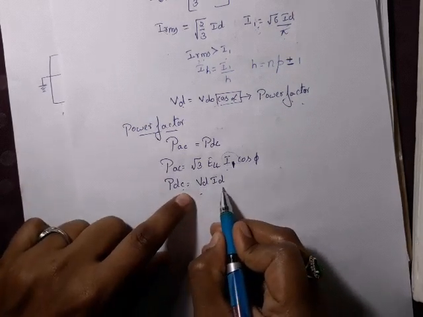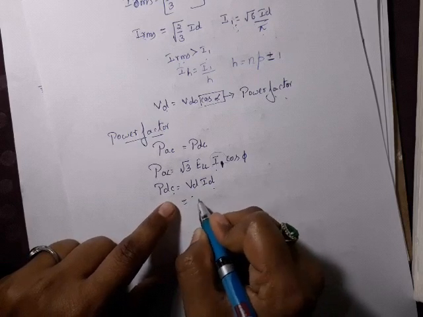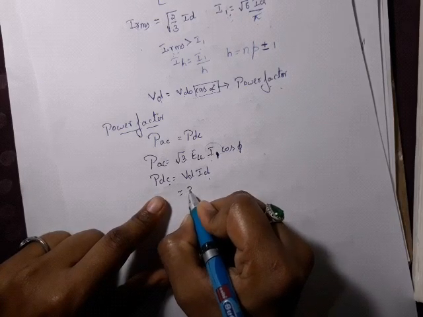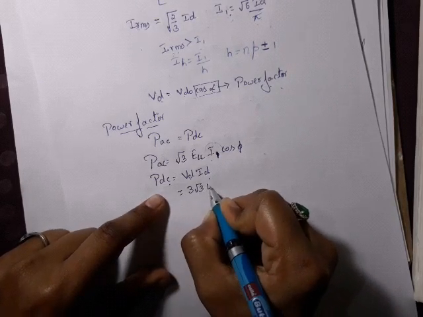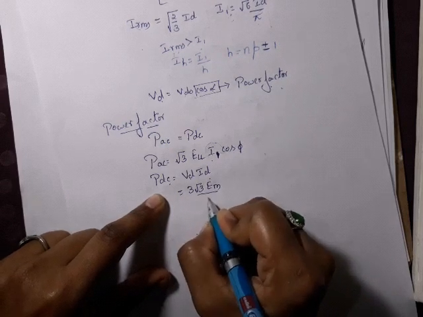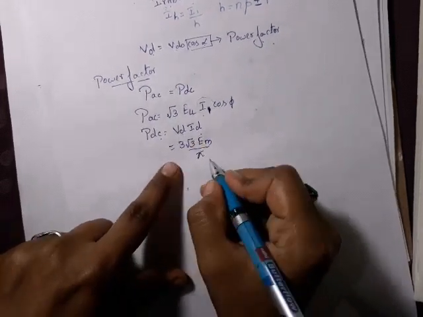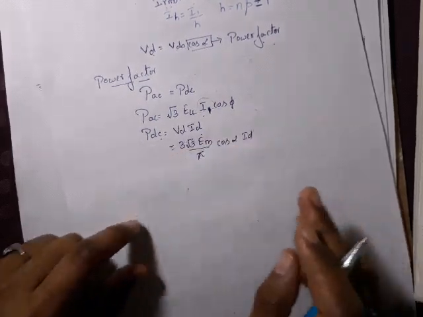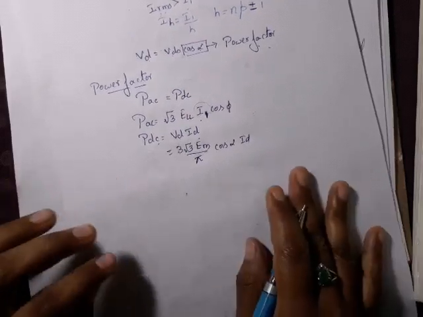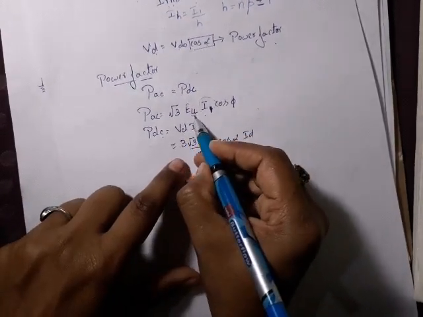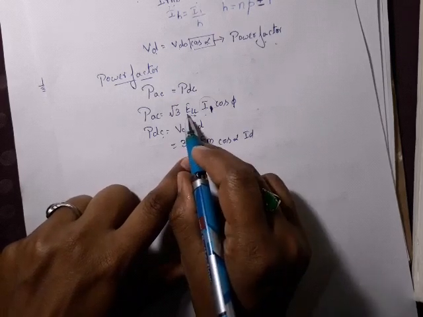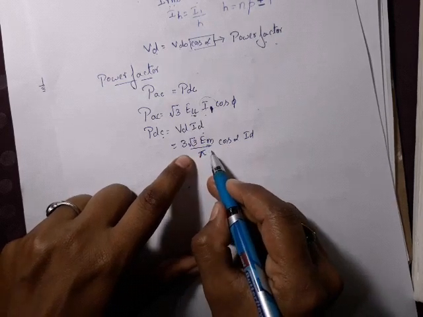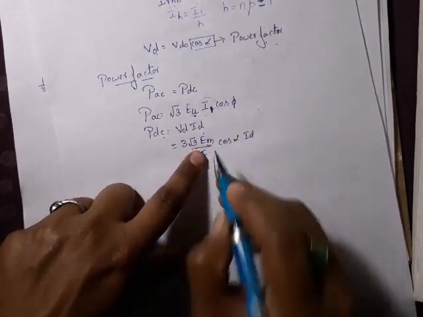PDC is given by VD into ID. Let us substitute for VD: we got VDO cos alpha. What is VDO? VDO is 3 root 3 Em by pi, so this is the value, times cos alpha into ID. This is the value of VD for this particular circuit, with 2 valve conduction. See, here we have ELL, here we have Em. So we cannot equate these two, because this is in terms of line voltage and this is the maximum value. We need to convert this one to this one.